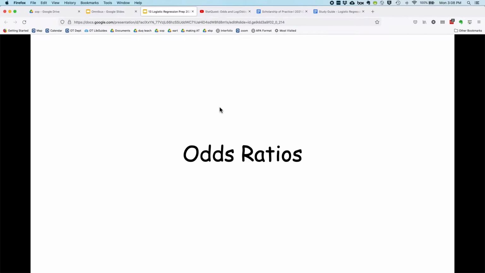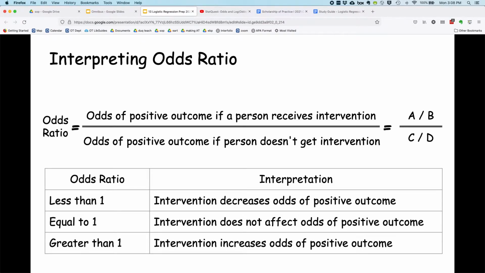Typically, we're not interested in the odds, we're interested in the odds ratio. If we have one group of people, we can figure out what are the odds of something happening to them. If we have two groups of people, we can figure out the odds of something happening to each group, but we can also compare the groups by dividing one set of odds by the other.